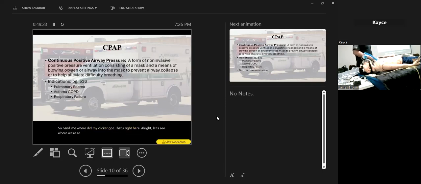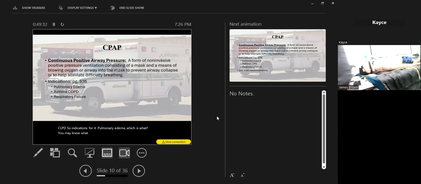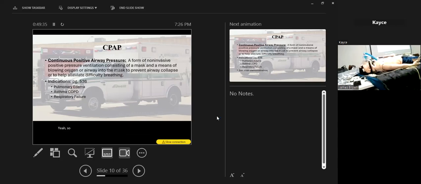So indications for it, pulmonary edema, which is what? Fluid in the lungs. Yeah. So what's edema mean? Swelling, right? And usually edema relates to fluid. So when we talk about pedal edema, that's swelling in the foot. So that's what we're talking about when we're talking about pulmonary edema. We've got fluid or something in the lungs that's causing difficulty to breathe.